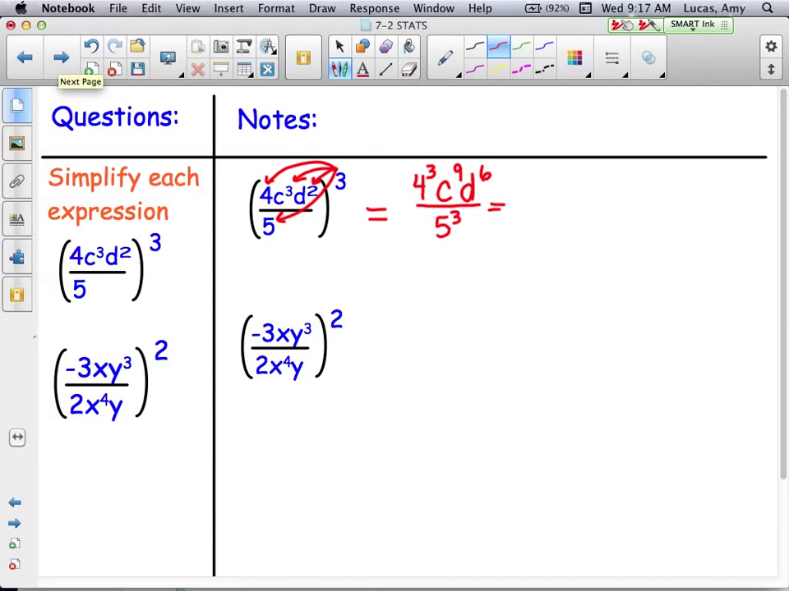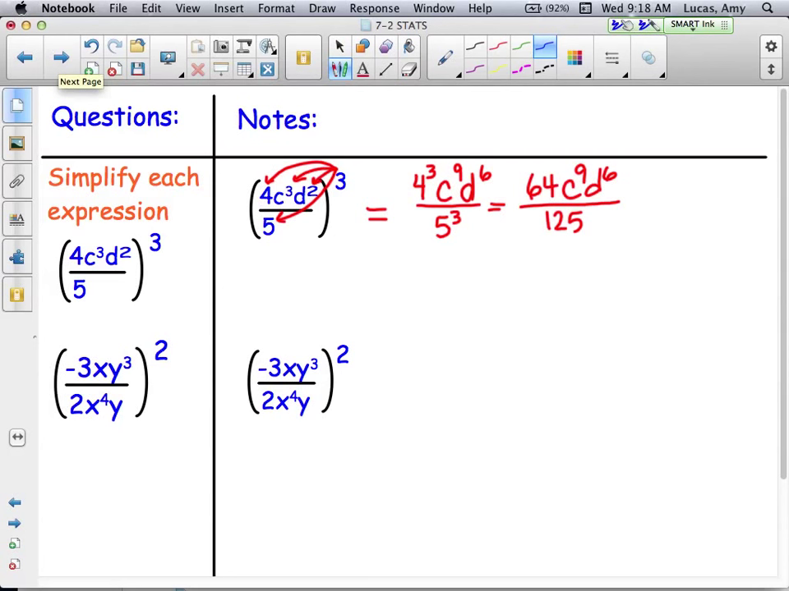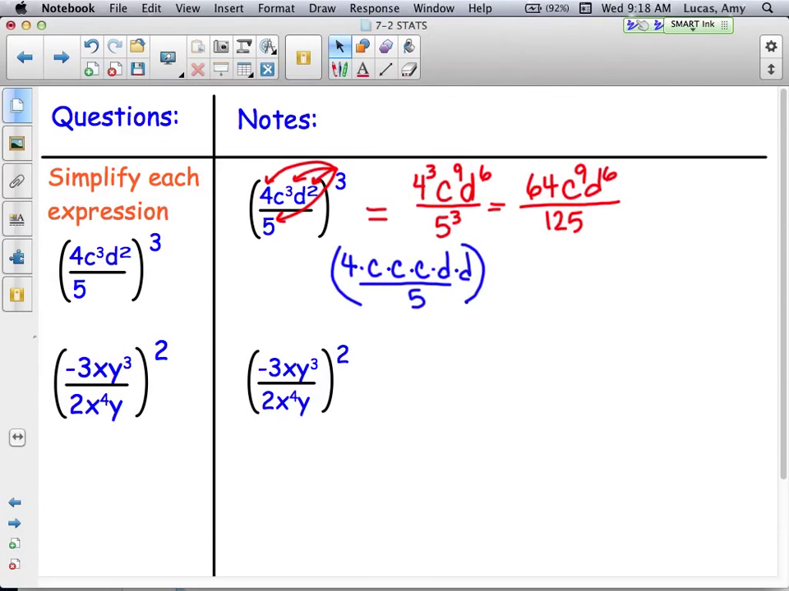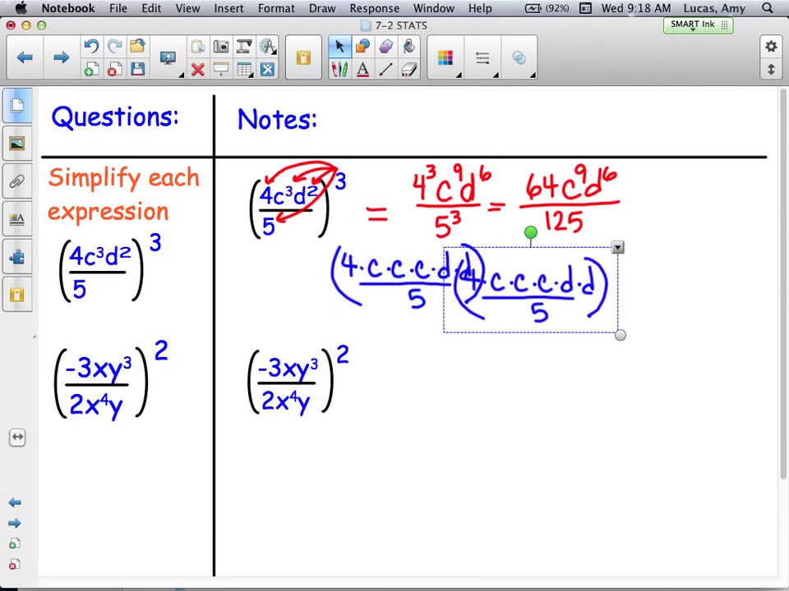Now, 4 to the 3rd power would be 64, and 5 to the 3rd power is 125. So that would be my answer in simplified form. I could distribute this. I could also expand it. So if I expand it, I'm going to take this 4c to the 3rd d squared divided by 5, and I am going to need 3 of them, because my exponent outside of my parentheses is 3.